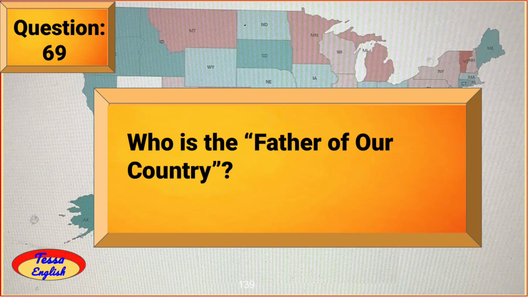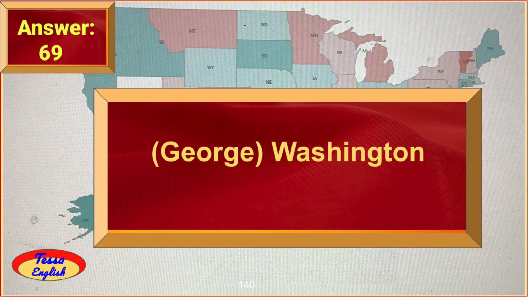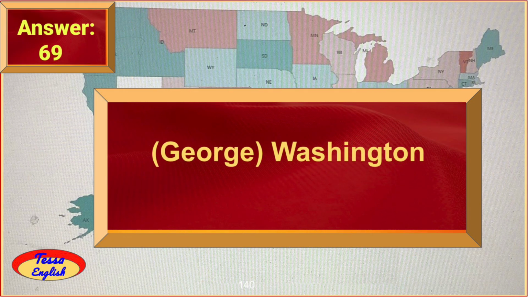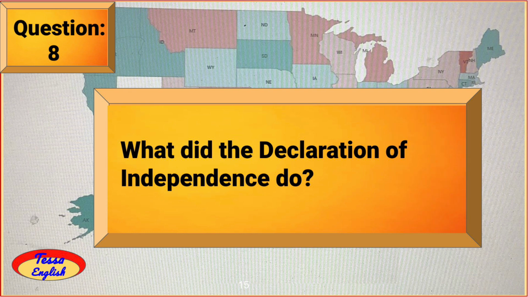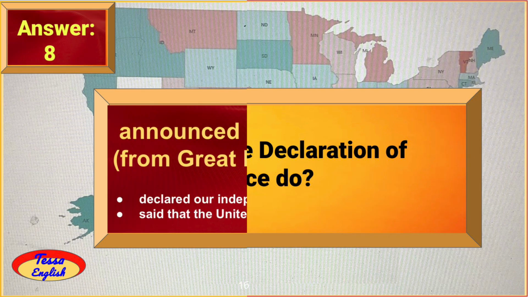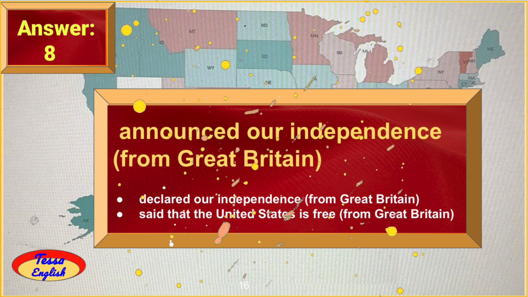Who is the father of our country? George Washington. What did the Declaration of Independence do? Announced our independence from Great Britain.